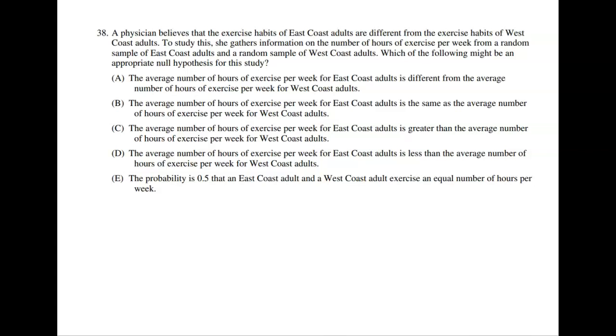All right, in this case, she just says that she believes the exercise habits for East and West Coast adults are different. So an appropriate null hypothesis would be the average number of hours of exercise per week for East Coast adults is the same as the average number of hours of exercise per week for the West Coast adults. A, C, and D would be potential alternative hypotheses depending on what she was looking for. Remember, our null hypothesis is always that there's no difference.